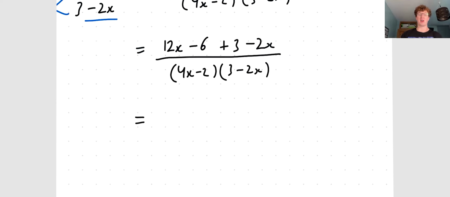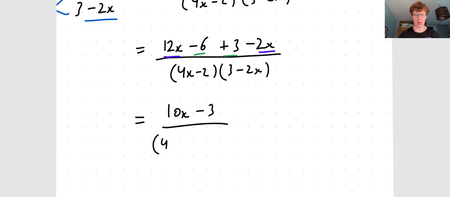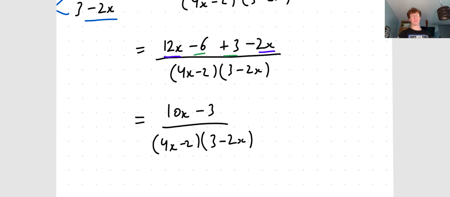So right now I'm going to underline the similar terms. So we have the x's here and we have the other terms here. So 12x minus 2x, we're going to have a 10x. Minus 6 plus 3 is going to be a minus 3, all divided by 4x minus 2 times 3 minus 2x. And there we go. That is that fraction simplified.